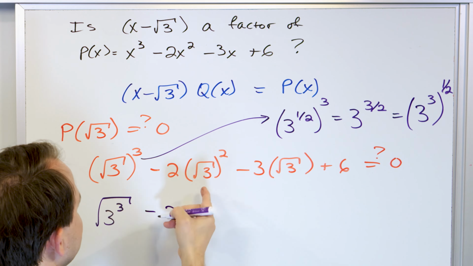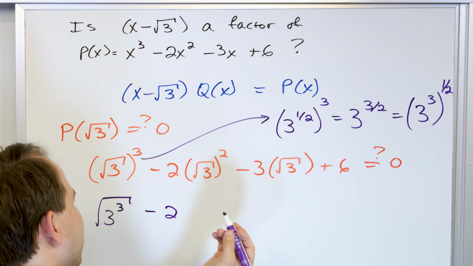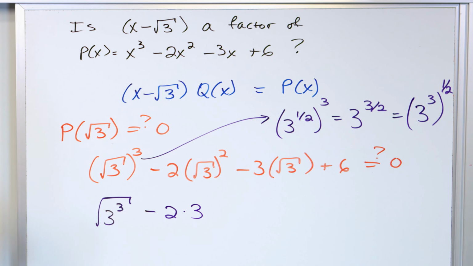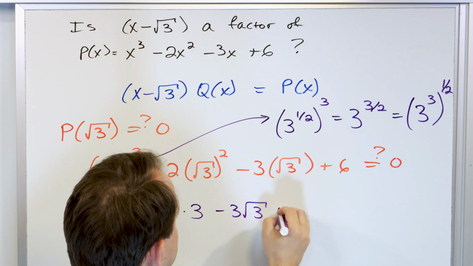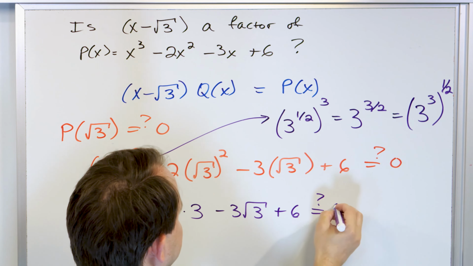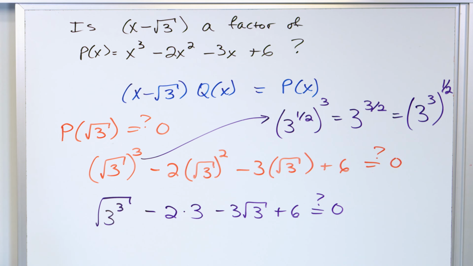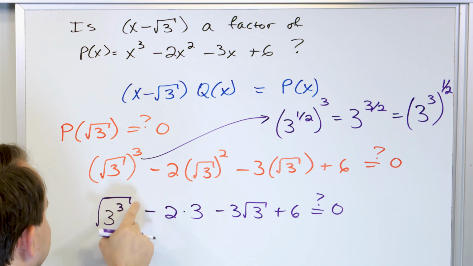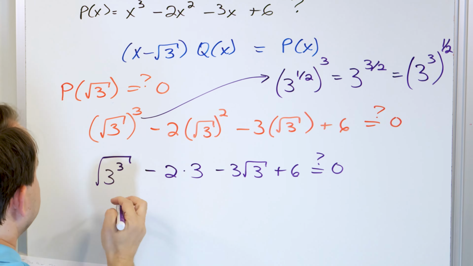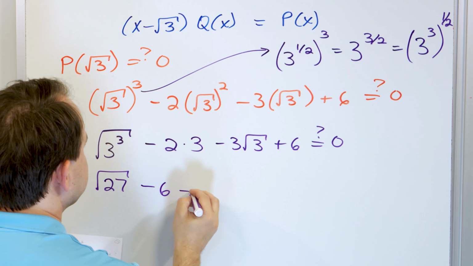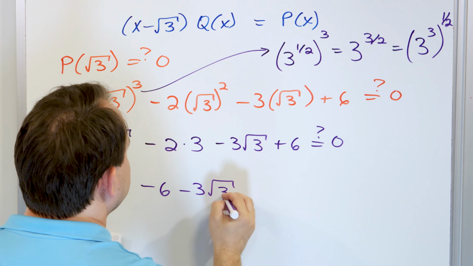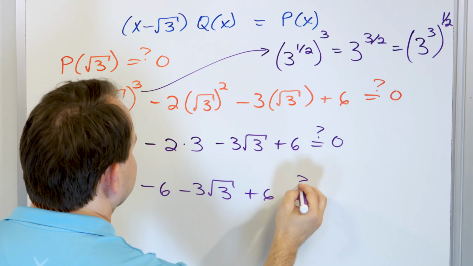And then the 2 goes here, but the square and the square root end up canceling, so I have just a 3 there. And then I have minus 3 times the square root of 3, and then plus 6, and I have to see, is this equal to 0? So what I'm going to have here is 3 cubed is 3 times 3 times 3, which is 27, square root of that, minus 6 minus 3 square root of 3 plus 6 equals question mark 0.